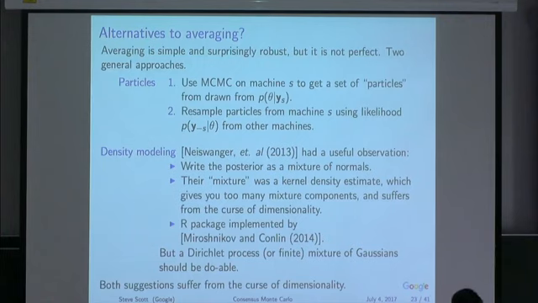And then the other thing that we could do is think about modeling the density of the draws, right? So I've got draws from machine number 1 and machine number 2. I can do a kernel density estimate for machine 1 and a kernel density estimate for machine 2 and multiply those together, right? That was done by this Nieswenger paper and implemented by Miroshnikov and Conlon in an R package, so thankfully I didn't have to implement that. So this one and this one, I think we all have a strong prior that those are going to suffer from the curse of dimensionality.